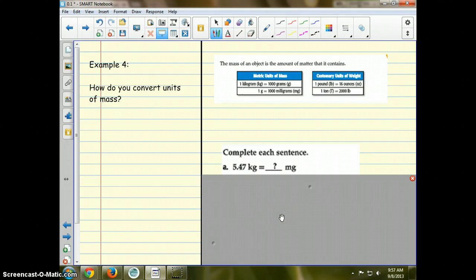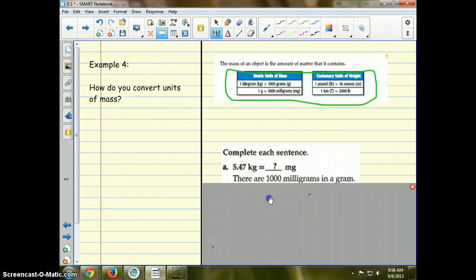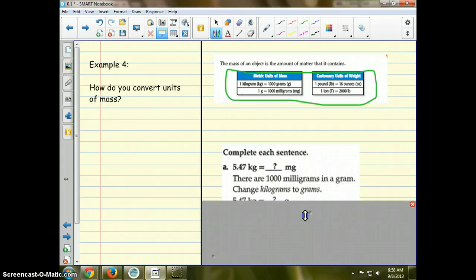Last example, what about converting with units of mass? Well, again, mass is the amount of matter that an object contains. So these are some important conversions to know. This would be a good table to have, again, in your resource section. So we're first going from kilograms to milligrams, but we want to first convert from milligrams to grams. So there are 1,000 milligrams in 1 gram. So I'm going from smaller to larger.